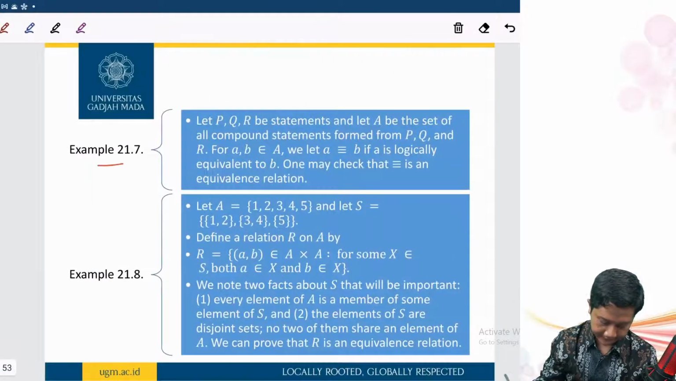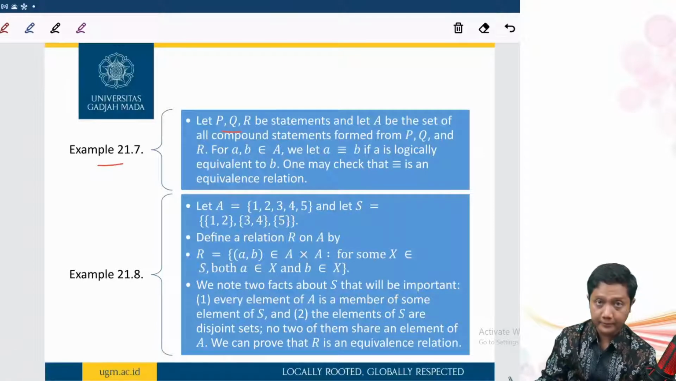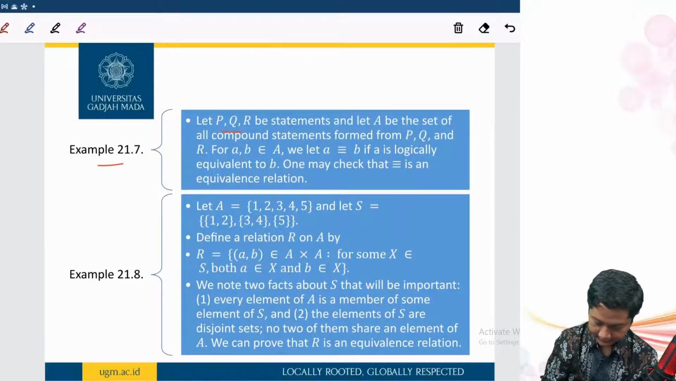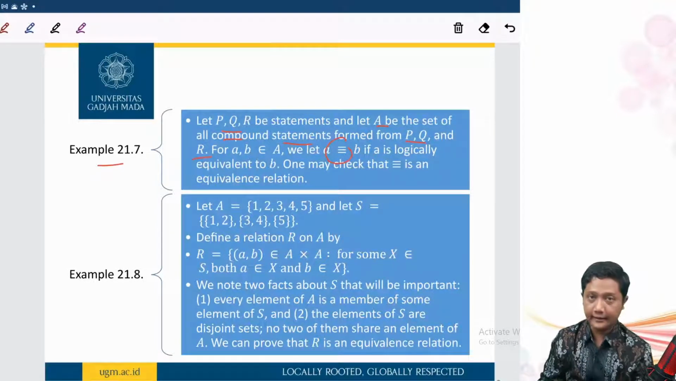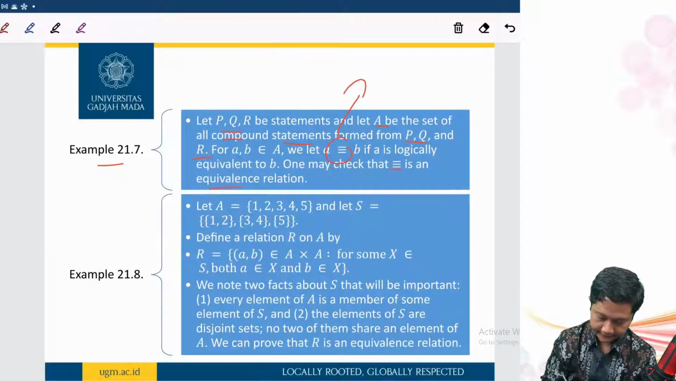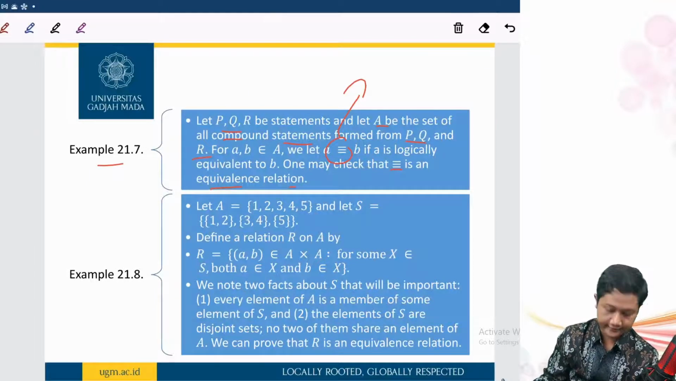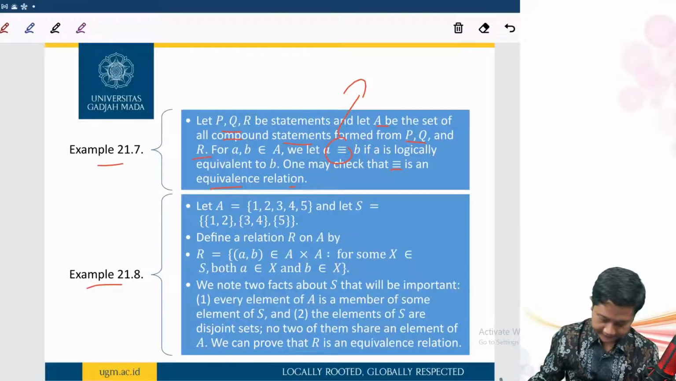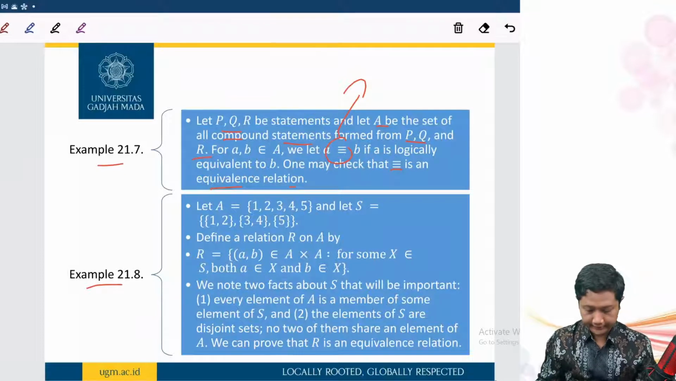Okay, next example, example 21.7. We have three statements P, Q, and R, and we let A be the set of all compound statements formed by P, Q, and R. Then the logic is the same as when we have equality. So it is easy to check that it is an equivalence relation.